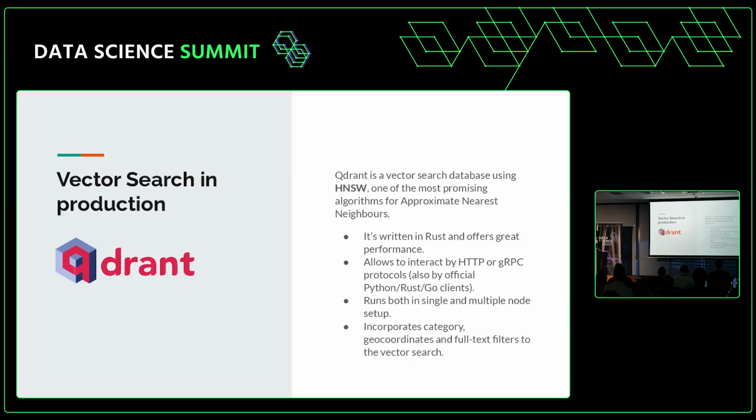And Qdrant, an open source company that I worked for, is one of the solutions here. This is a vector search database that allows performing this nearest neighbor search using the HNSW algorithm, which is a graph-based data structure based on proximity of objects, and that performs an approximate nearest neighbor search. So, in a nutshell, it's written in Rust, which makes it really performant. There are HTTP and gRPC protocols available. You can run it in a distributed mode.